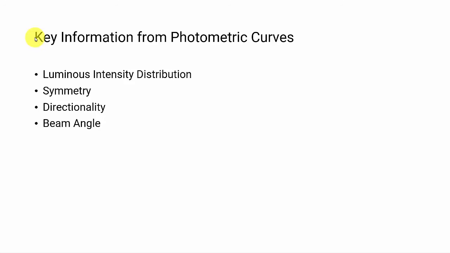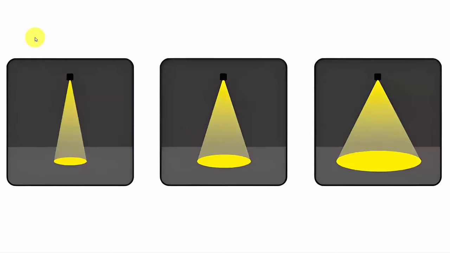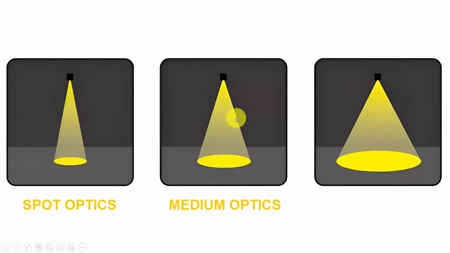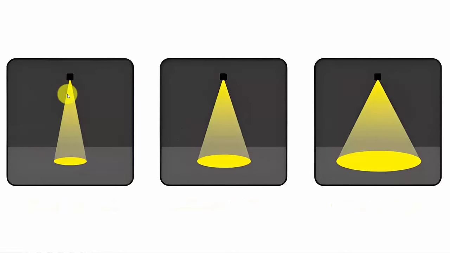Now when I ask you to say the beam angle of these three images, I'm sure you can easily tell me the different beam angles. This one here is spot optics, this is medium optics, and this is wide optics. Wide beam angle, optics and beam angle are the same. Plus if I ask you about the directionality of the light, you would say, Sumaiya, all three are the same, all are downlights and the direction of the light is towards down. All the lights are downwards.